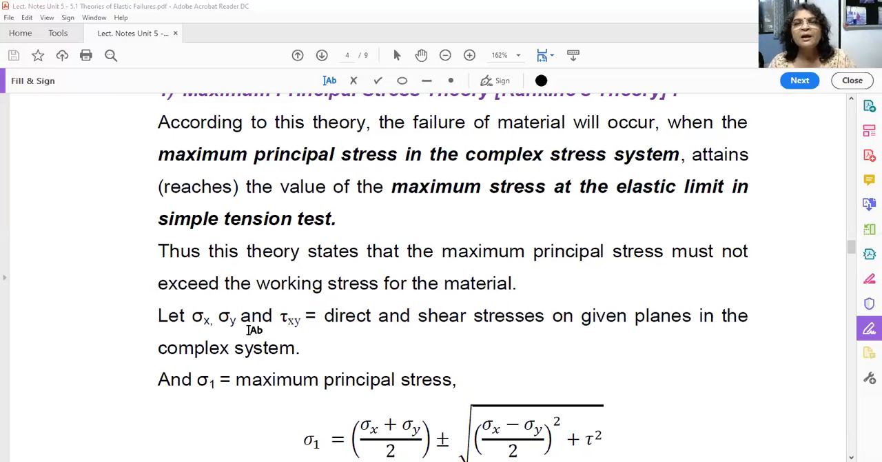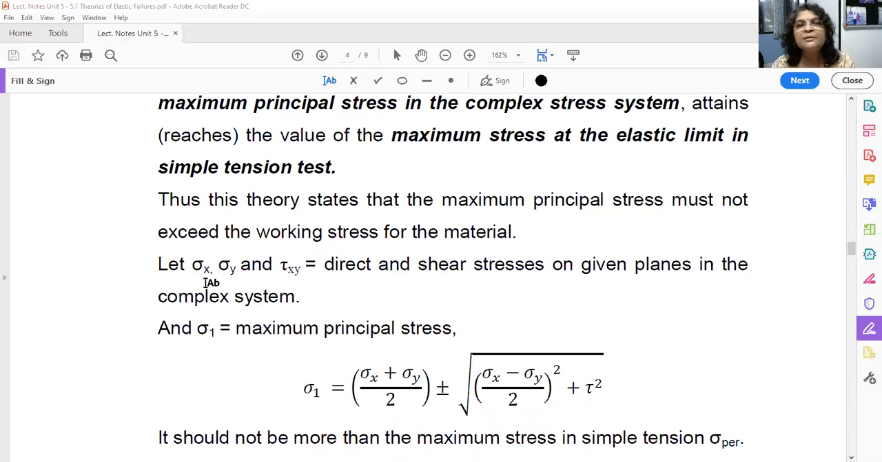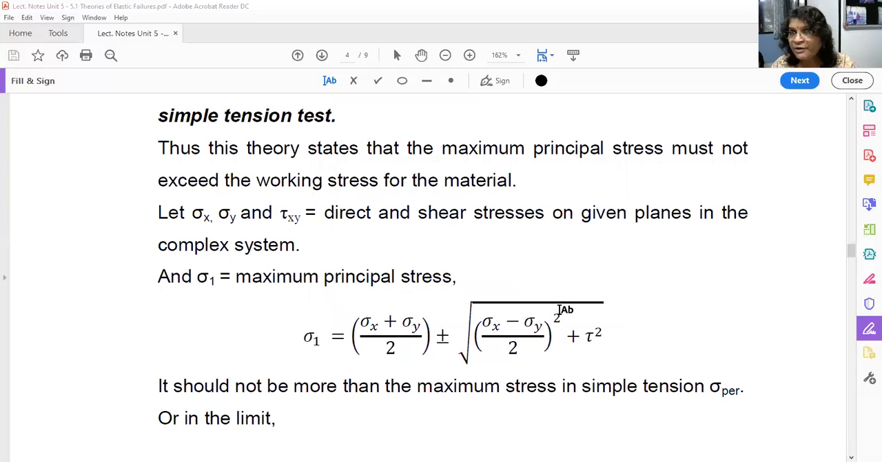Okay, so let us find out the maximum principal stress. You have learned this formula. How to find out maximum principal stress? Sigma 1 equals (sigma x plus sigma y) by 2 plus or minus square root of ((sigma x minus sigma y) by 2) squared plus tau squared, where sigma x, sigma y and tau are known to you. These are the stresses induced in the mechanical component. There are tensile stresses also, and there is a shear stress also. This is the combination of the system. That's why you can find out the principal stress.